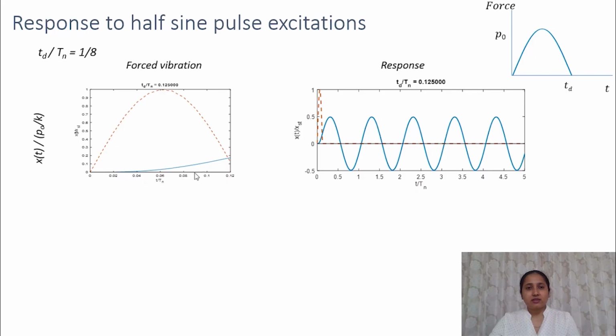As in the case of the rectangular pulse, here also when Td by Tn is 1 by 8, the dynamic response is much smaller compared to the static response. The dynamic response attains its maximum amplitude after the force ends, that is, during the free vibration phase. Now let's see it for Td by Tn equal to 1 by 4.